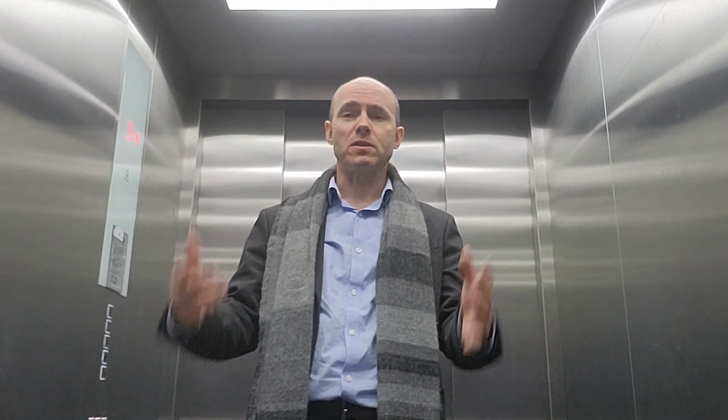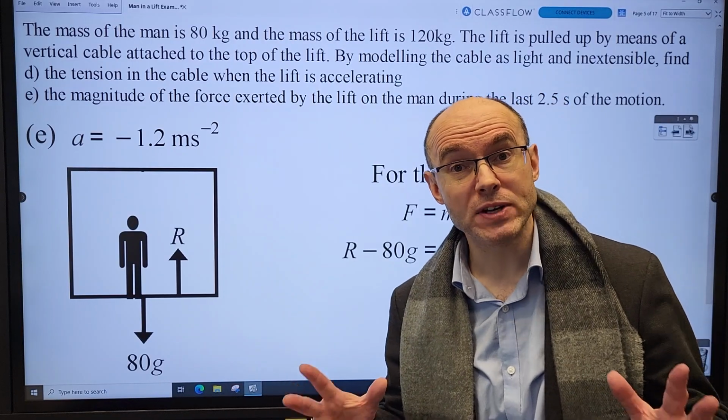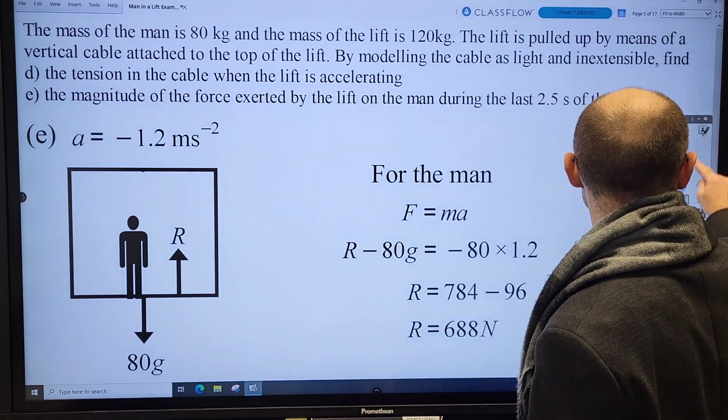So did you get all that? Basically, when the lift is not moving, then the weight and the normal reaction force balance. When the lift is moving, forces are going to change. This is what it looks like on a whiteboard. Let's think of another scenario.